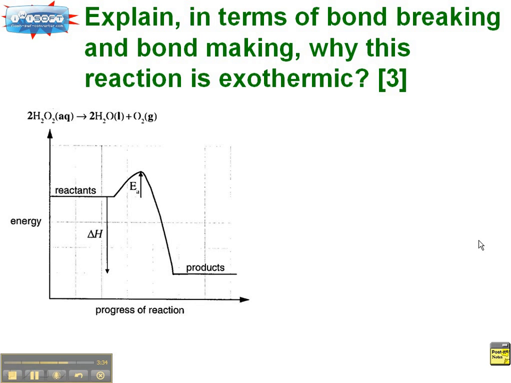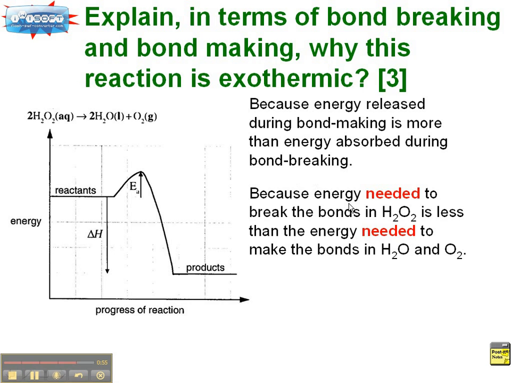Explain in terms of bond breaking and bond making why this reaction is exothermic. Now, the chemical equation is given to you. So you should not say, oh, reactants or the products. You should not mention the words reactants and products. Instead, you should mention hydrogen peroxide, water, or oxygen. Should not mention reactants and products, because this reaction, the reactants and products are given to you. Okay, so all these are wrong.